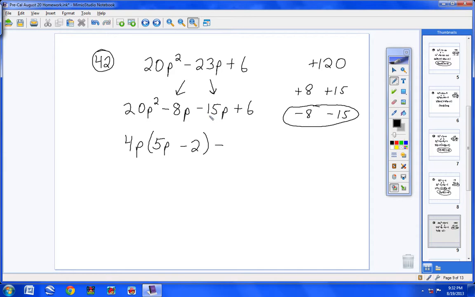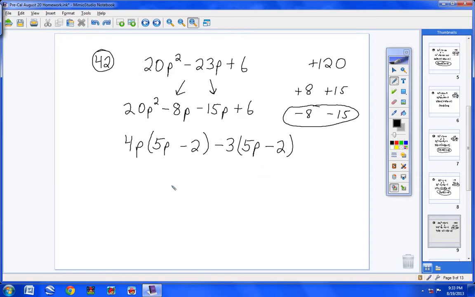And now, what's the largest number that goes into 15 and 6 evenly? Well, a 3. And there's not a p in both terms, so I cannot factor out a p. So that should be it. Negative 3 times 5p is negative 15p. And negative 3 times positive 2 would be, actually that's incorrect. I need to watch my signs there. A negative 3 times a negative 2. Watch this carefully. A negative 3 times a negative 2 would give me a positive 6. You don't want a positive sign here because a negative 3 times a positive 2 would give you a negative 6, and that's not what you're looking for.